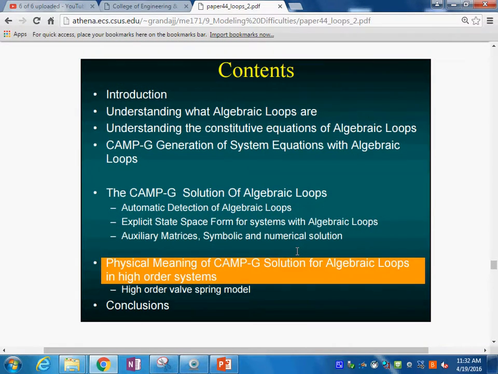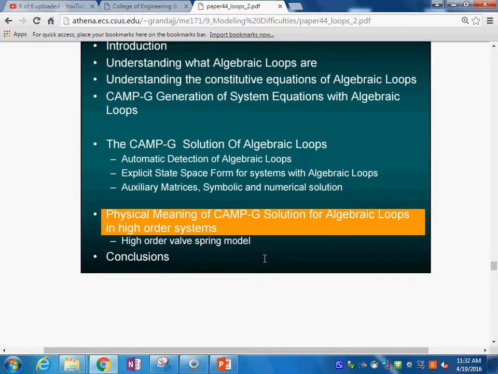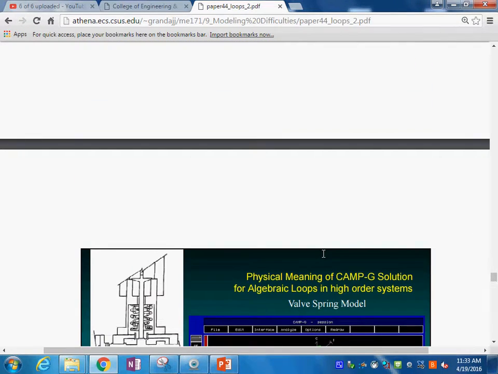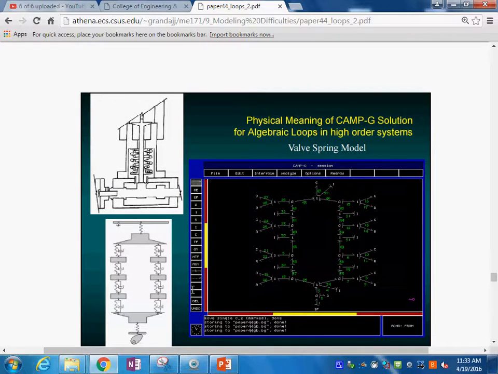Physical meaning of CAMG solution of algebraic loops. So now let's turn a little bit to what physically it means. In here you have this model on the right of this valve. This is an internal combustion engine valve, and it has all little inertias and everything in there.